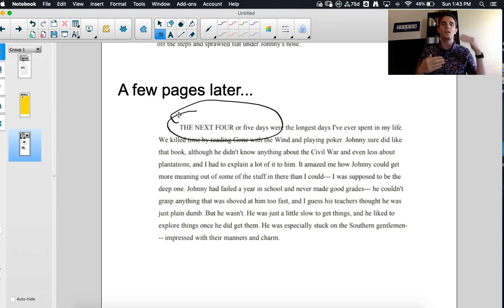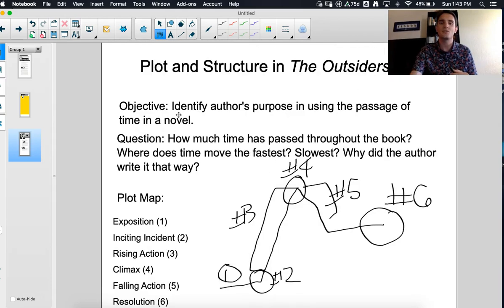So really in between, where we had left off a few pages later to now, there was not a lot worth mentioning, so it wouldn't be really interesting to read about them sitting around and playing poker and reading from a book, like reading a book within a book wouldn't be too interesting. So that's why an author might choose to use that passage of time there.